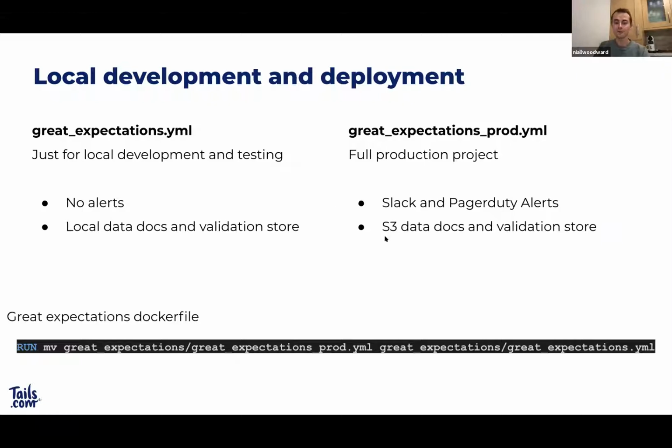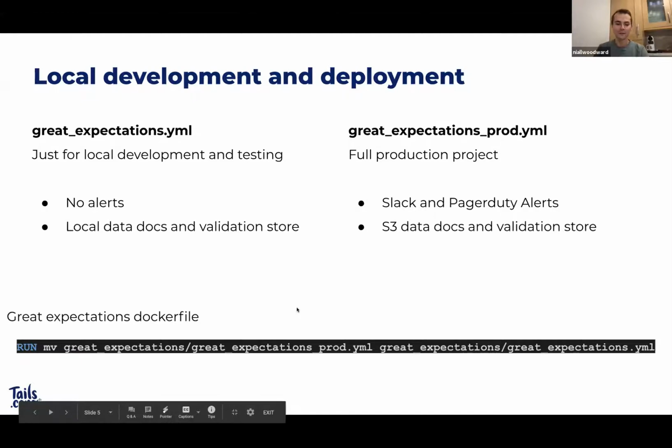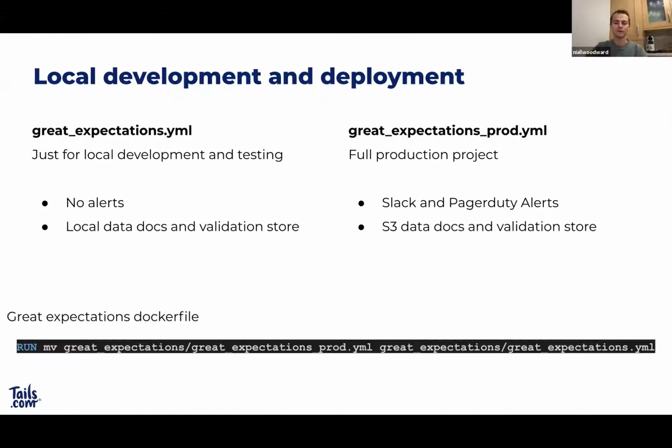So we have a production one, which points to S3 and triggers the Slack and PagerDuty alert actions, which obviously you don't want to trigger when you're just testing locally. And then we have a local one, which doesn't have any of that. And we simply swap them over in the Docker file. So the setup for local development is minimal. All you do is install Great Expectations, you run init, and that's it. You're good to go. So it's really easy to use.